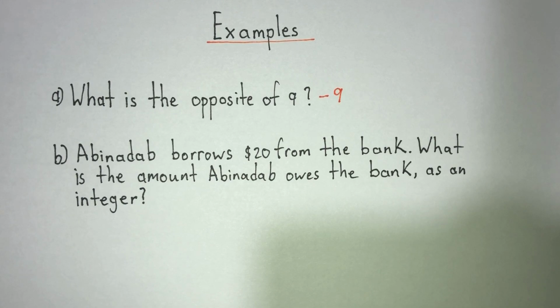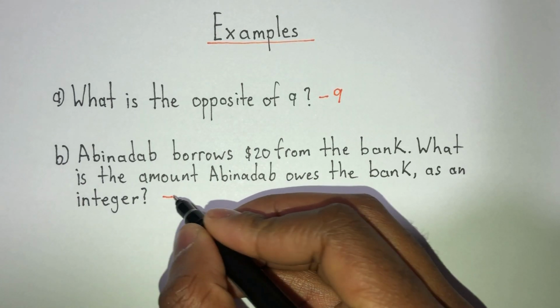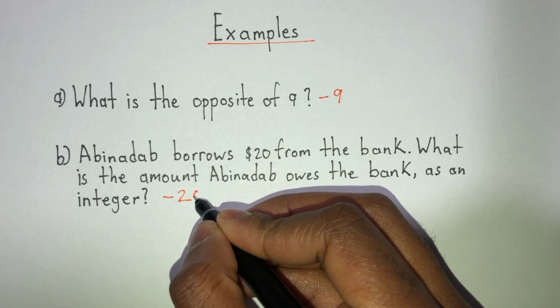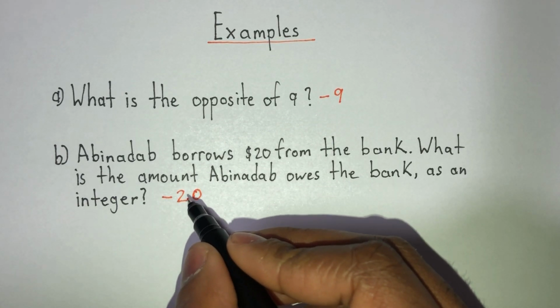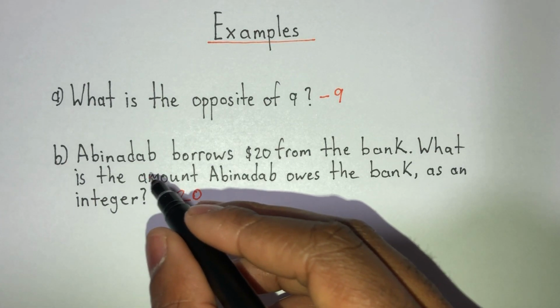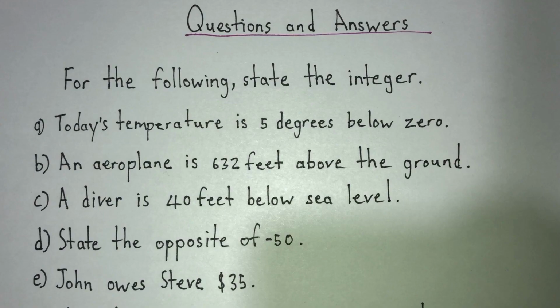Now, let's look at example B. Abinadab borrows $20 from the bank. What is the amount Abinadab owes the bank as an integer? He owes the bank negative 20. We use negative 20 to represent what Abinadab owes the bank in the form of an integer.